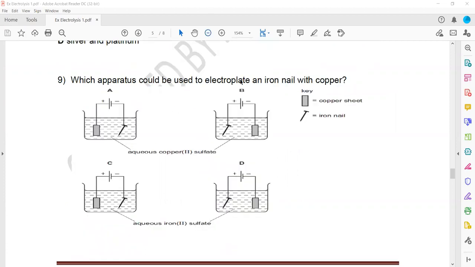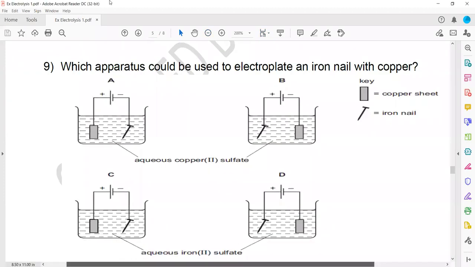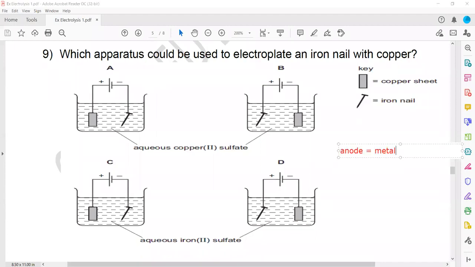Which apparatus could be used for electroplating an iron nail? So when we are using electroplating, the anode should be made up of the metal which we want as the layer. The cathode is the object, and the electrolyte which we use should be a salt solution of the metal.